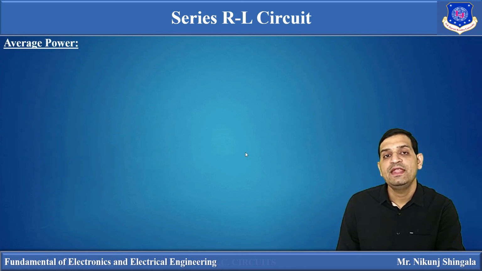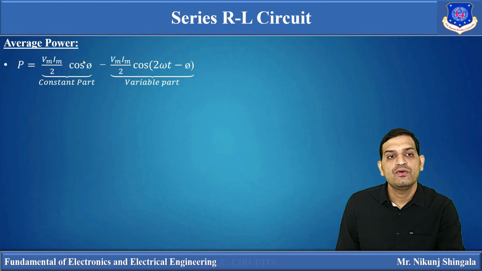Now finding out the average power from the expression of instantaneous power. Again writing down the same equation, P is equal to Vm Im divided by 2 cos phi, that is a constant term because it does not consist of omega t terms, minus Vm Im divided by 2 cos (2 omega t minus phi), that is a variable term.